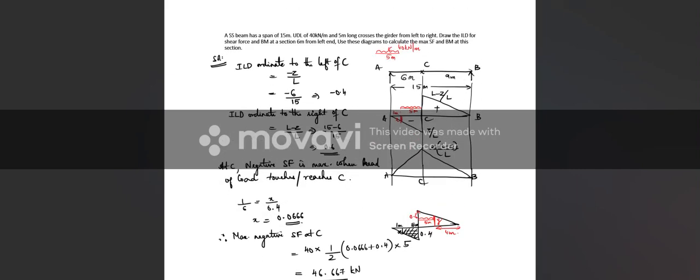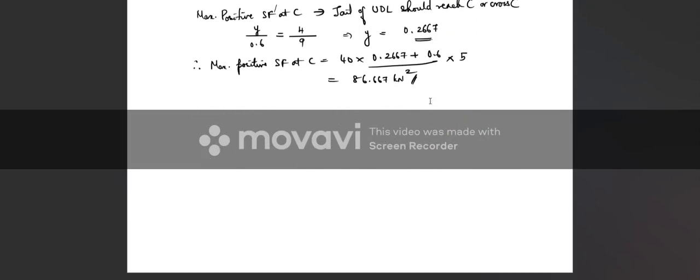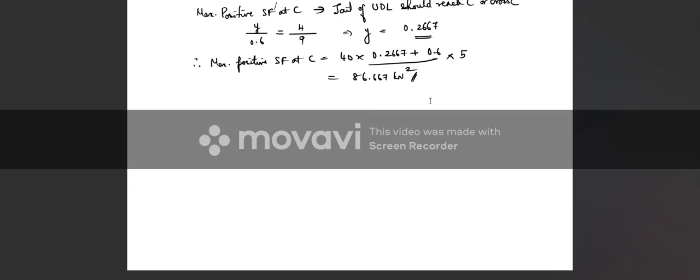Okay, so in the last video, we had found out maximum negative shear force at C and maximum positive shear force at C. The problem was this: you had a 40 kilonewton per meter UDL, smaller than the span, 5 meters length of load, which is passing over a span AB, which is 15 meters in span. So you have already found out the ILD ordinates and then calculated the negative shear force and positive shear force. Now these were found at a section C, because that was asked in the question.